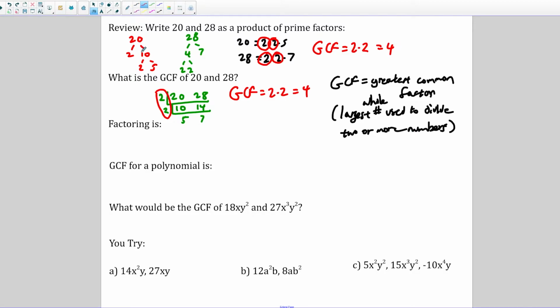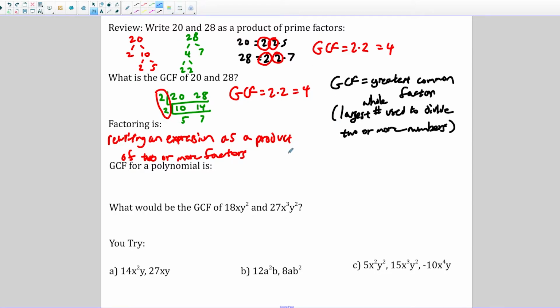Now, in the sense of factoring polynomials, we can define factoring as rewriting an expression as a product of two or more factors. Now, if you recall from earlier outcomes, a factor is really just any type of number. It can also be a variable that when you multiply with something else, it just simply gives you another number.